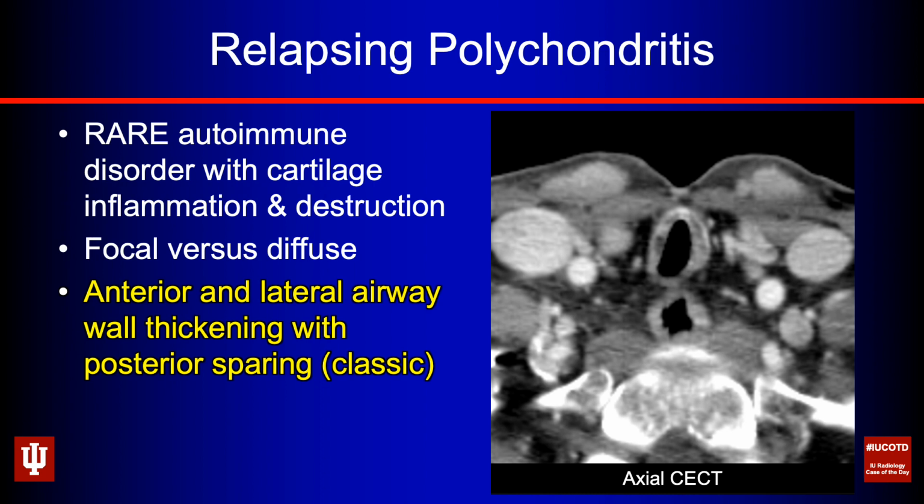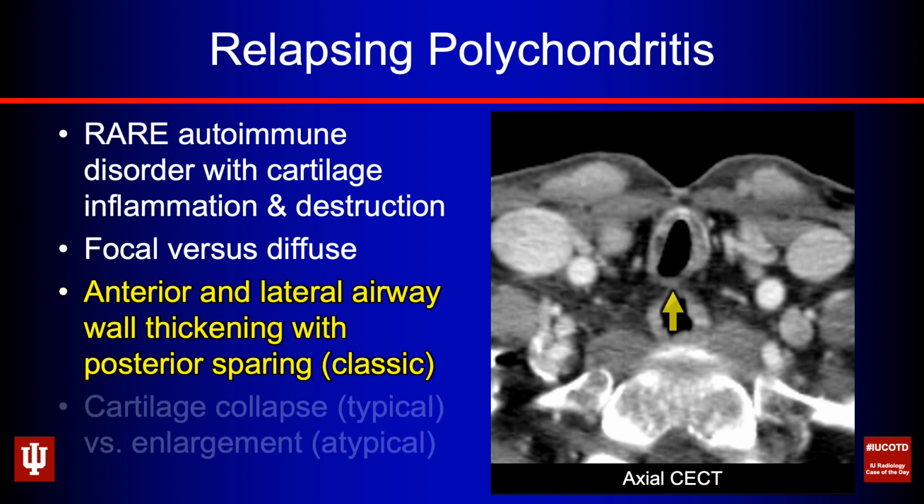Now, classically, this involves the anterior and lateral tracheal walls, or even the airway walls. You can see the same thing once you get below the clavicles into the chest, but it has sparing of that posterior tracheal membrane, or the posterior airway membrane, because that's a non-cartilaginous structure. So as we look at this case, we can see that thickening and a little bit of irregularity of the walls of the trachea, anteriorly and laterally. But if you look carefully, you can see that this spares that posterior wall, or that posterior tracheal membrane.